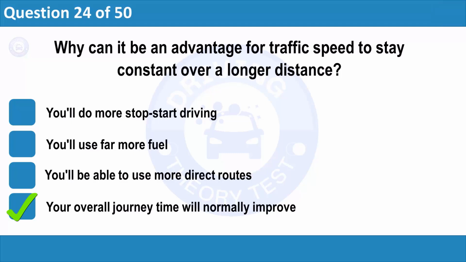When traffic travels at a constant speed over a longer distance, journey times normally improve. You may feel that you could travel faster for short periods, but this generally leads to bunching and increased overall journey time.